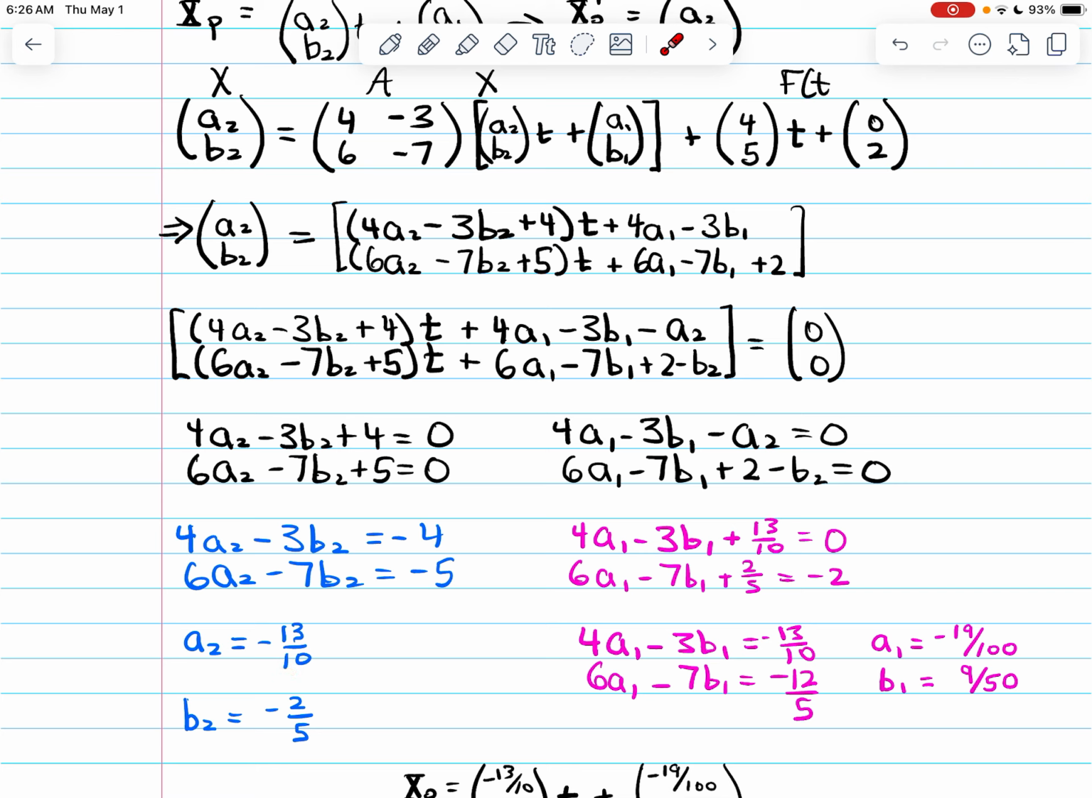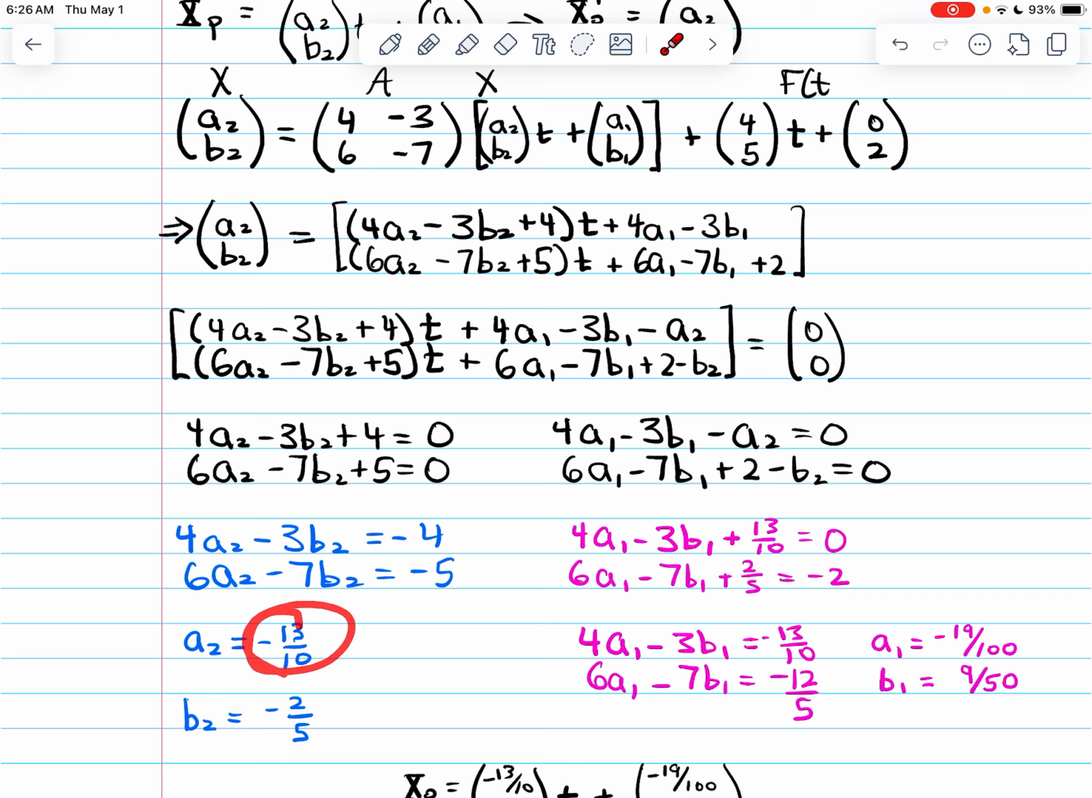I mean negative 2 fifths. I'm sorry about that. Negative 2 fifths. So I've got A2 and B2. Now I come over here to solve these ones. And in place of A2 right here, I put negative 13 tenths. So now I've got 4a1 minus 3b1 plus 13 tenths equals 0.